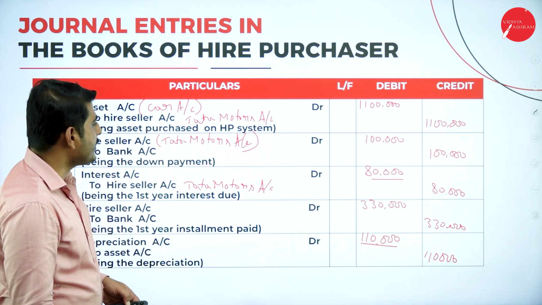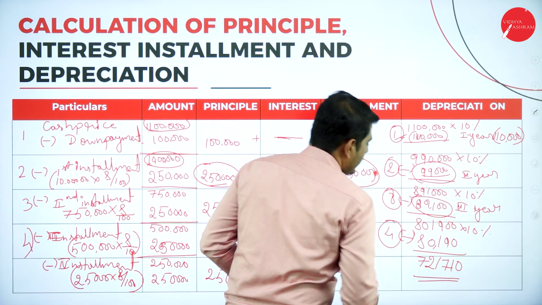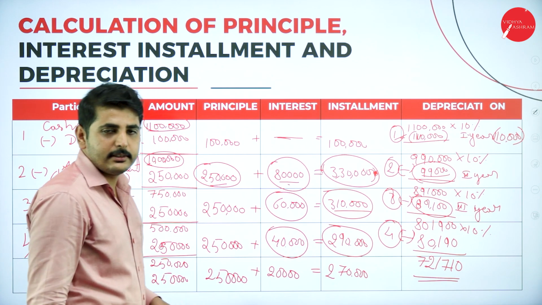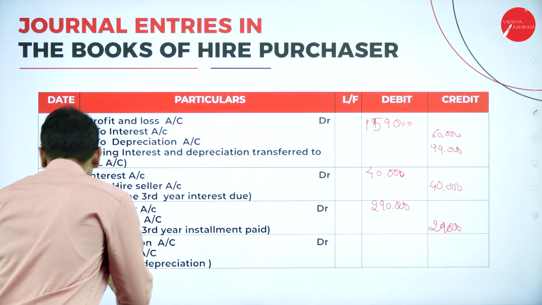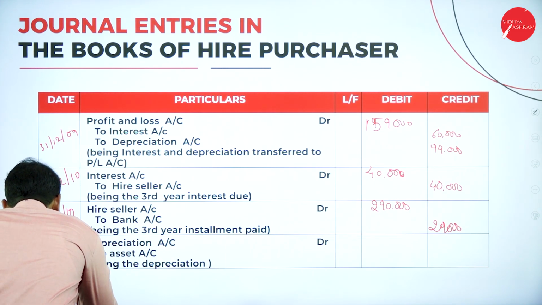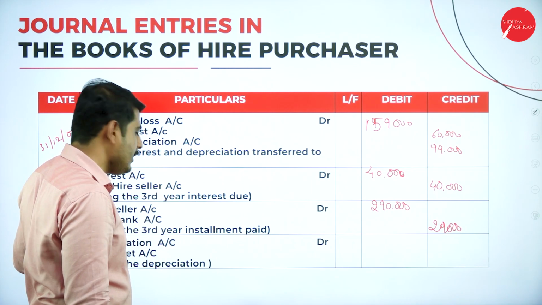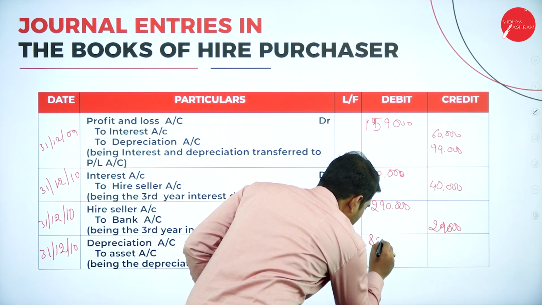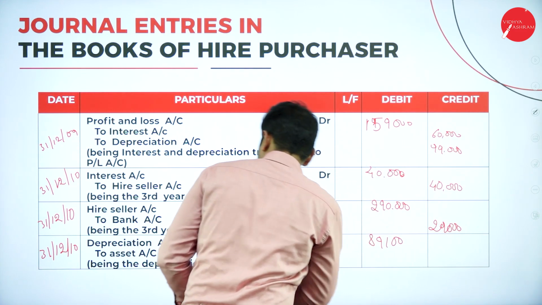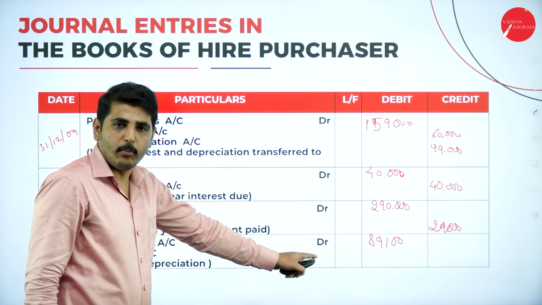Next, for the third year we have to show the depreciation. So let's check the depreciation. What is the third year depreciation? 89,100 is the third year depreciation. So the journal entry, date 31st December 2010. 89,100 is the depreciation. Depreciation account debit to asset account, or motor car account.